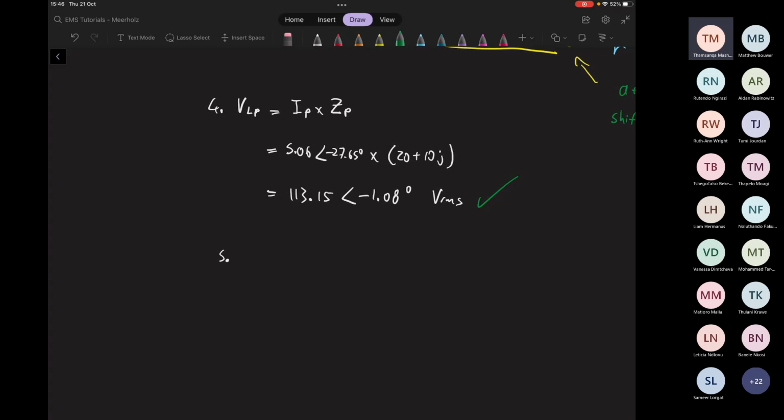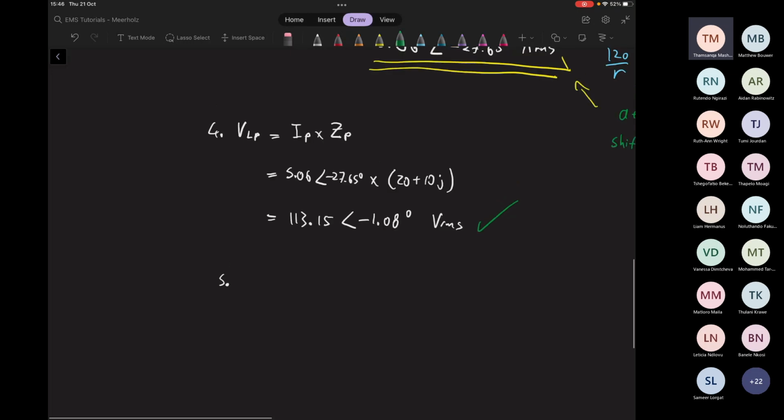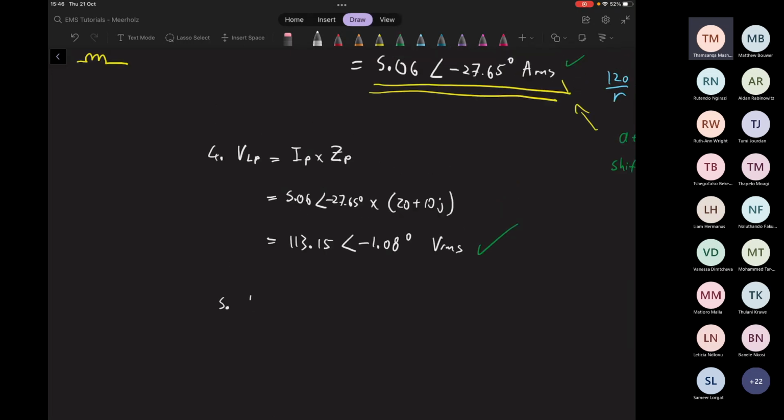Then it says find the corresponding line currents and load voltages for B and C. So all that would happen there is that for B, it would just be phase shifted by minus 120 degrees, and then for C, you'd subtract 240 degrees. And then that would give you the whole total picture.